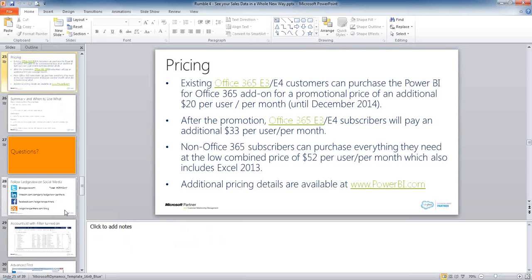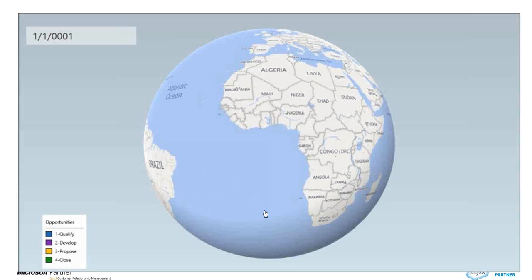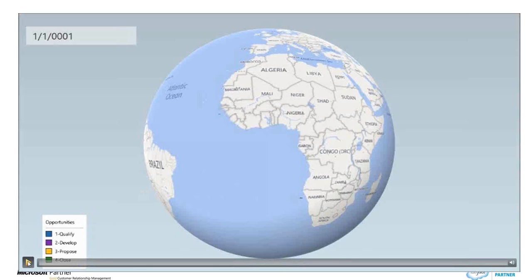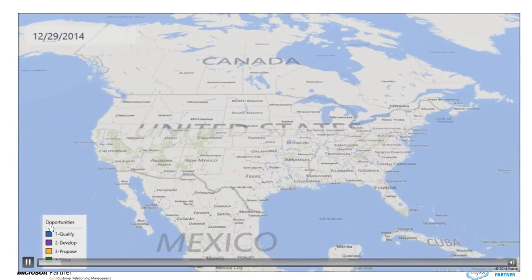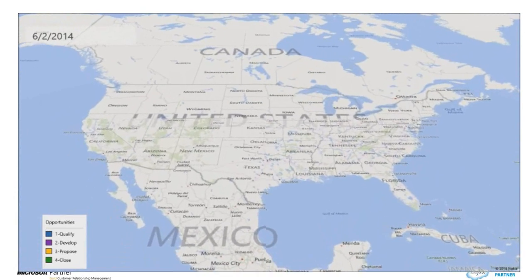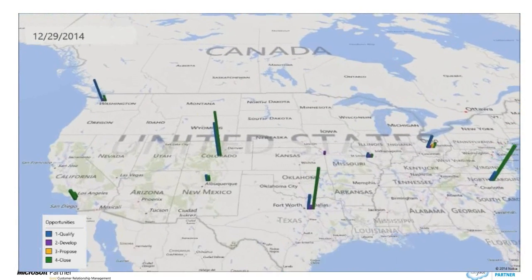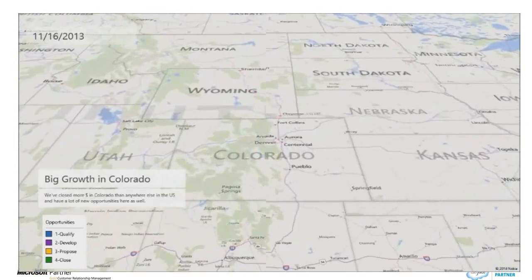Oops, let me just go back here. I clicked the wrong button. I apologize for that. Let's go back. Right here. I'm going to click right here and run this thing. So today is how we're doing on our pipeline for 3 big areas.